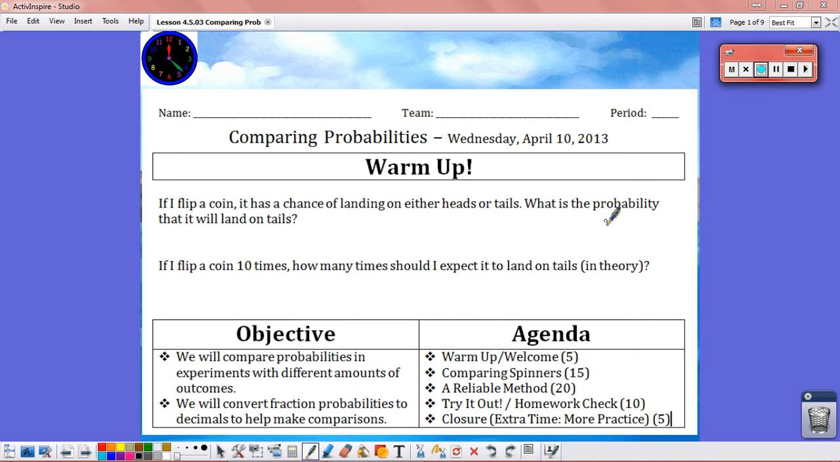So this is the third lesson, working with probability. We covered this in 4th, 5th, and 6th period today, and it'll be in 8th period, 1st period tomorrow.